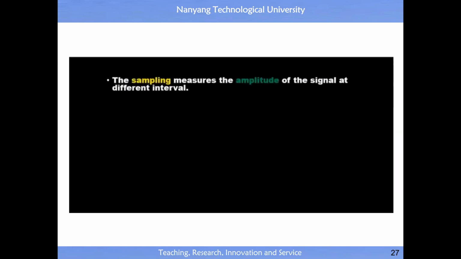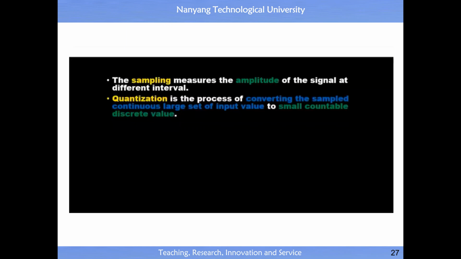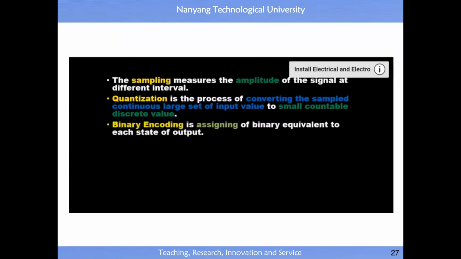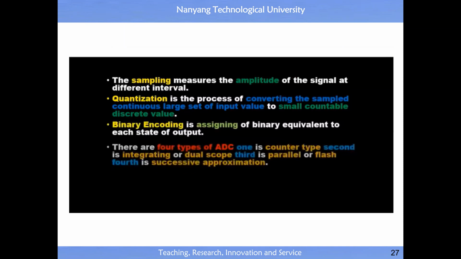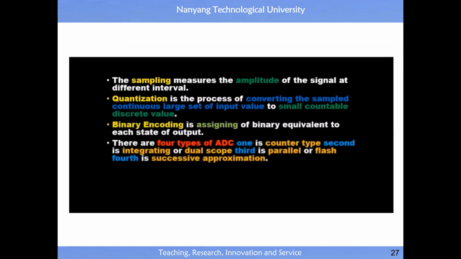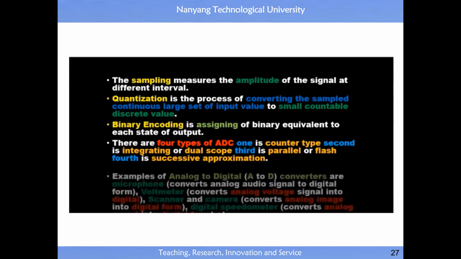Sampling measures the amplitude of the signal at different intervals. Quantization is the process of converting the sampled continuous large set of input values to a small countable set of discrete values. Binary encoding is assigning a binary equivalent to each state of output. There are 4 types of ADC: the first is counter type, second is integrating or dual slope, third is parallel or flash, and fourth is successive approximation.